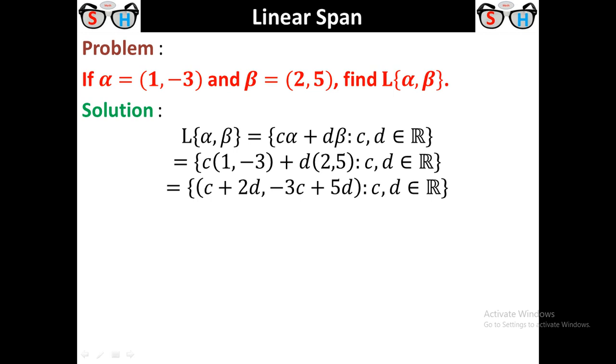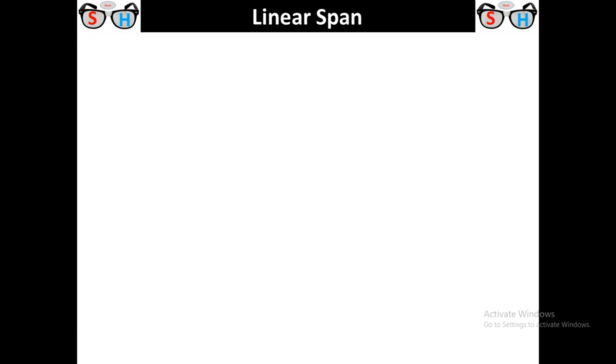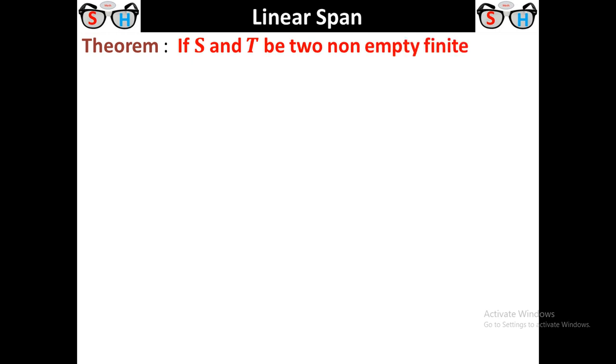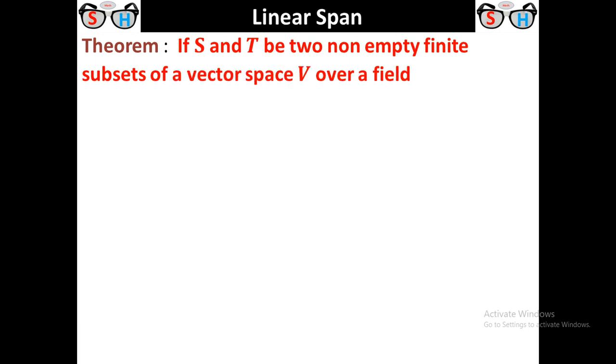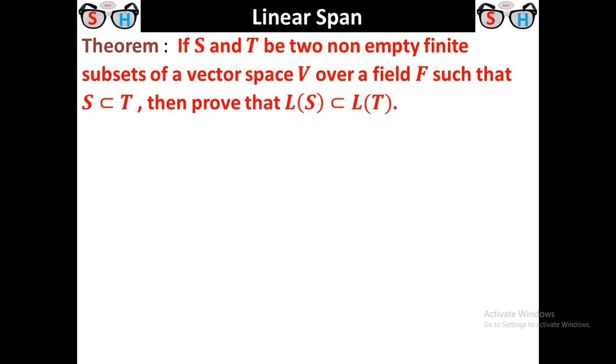Now I give some theorems. In the first theorem the statement is: let S and T be two non-empty finite subsets of a vector space V over a field F such that S is a subset of T. Then prove that L of S is a subset of L of T. If S is a subset of T, then L of S will be a subset of L of T, where S and T are two finite subsets in a vector space V over field F.